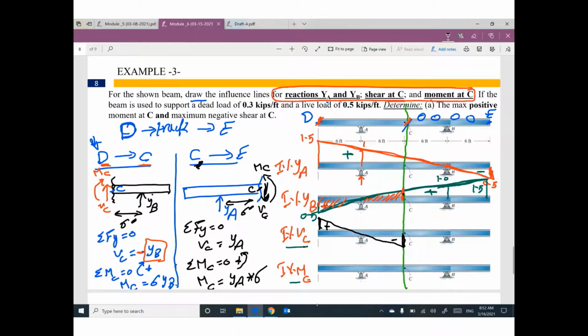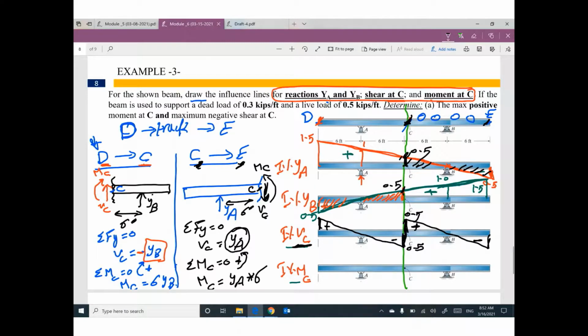From C to E, I will look for YA, this diagram. Can you take this diagram as it is, without negative, without any change, and put it here? It will look like this. This value will be 0.5, this value will be 0.5. This diagram can be called the influence line for shear at C.